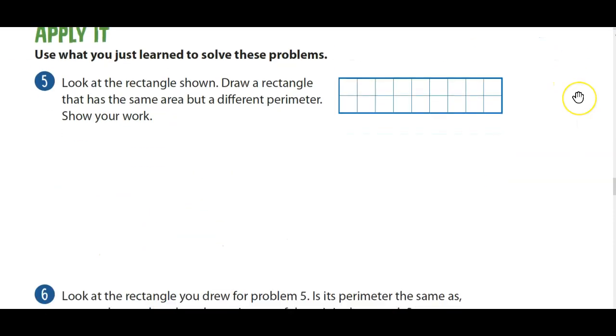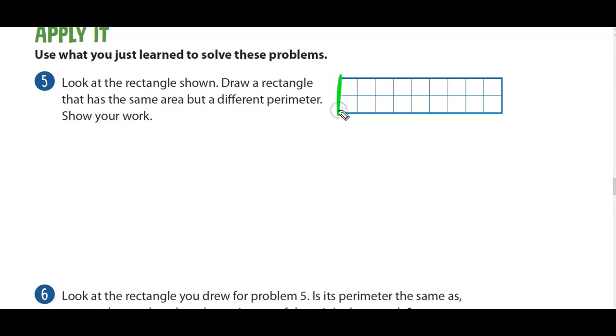So look at number 5, and you can do that by yourself. Just pause the video. It says draw a rectangle that has the same area but a different perimeter. Okay. So once you're done, just come back, and this is the way you're supposed to answer. Make sure you show your work. Okay. I'll find the perimeter of this one.